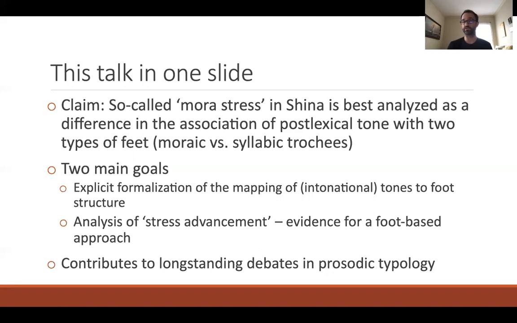This talk has two goals. First of all, I want to provide an explicit formalization of the mapping of intonational tones to foot structure, and then I'll provide an analysis of what's called stress advancement, and I'll claim that this is actually evidence for a foot-based approach, or in other words, that it fits very well into what a foot-based approach predicts should be possible. And in doing that, I hope to contribute to some long-standing debates in prosodic typology.